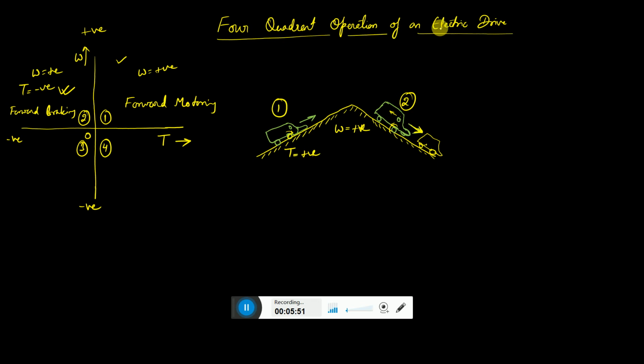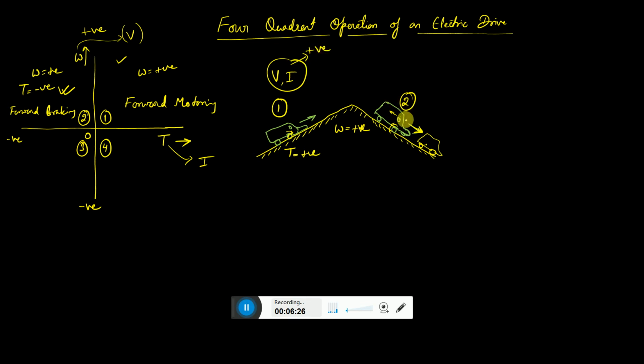And since you are talking about an electric drive and you don't have any mechanical brakes, by using the leg or a hand brake you are trying to put a brake, not there. So you need to find some electrical means. What is the electrical means? If I correlate the speed with voltage and I correlate the torque with current, here you have got voltage and current both positive.